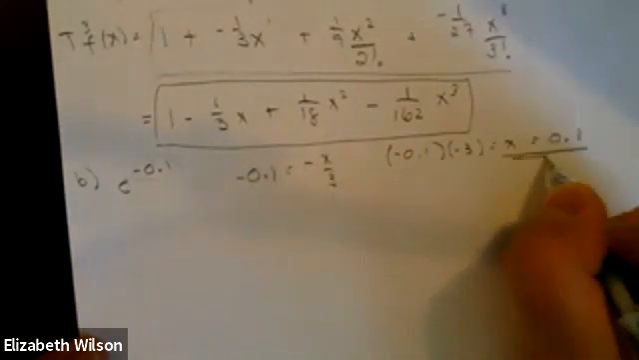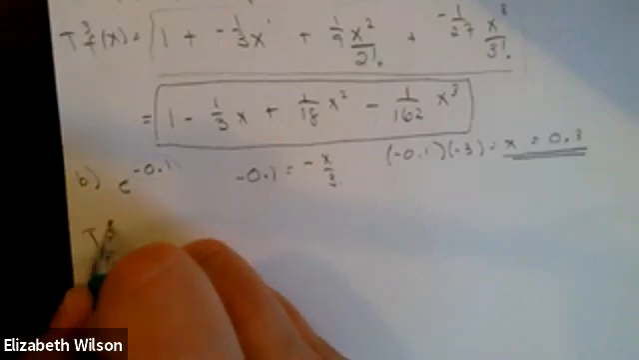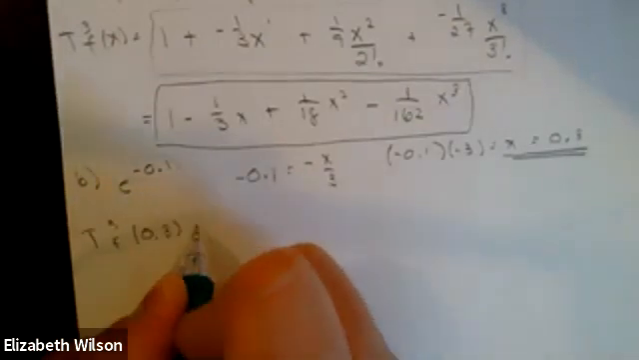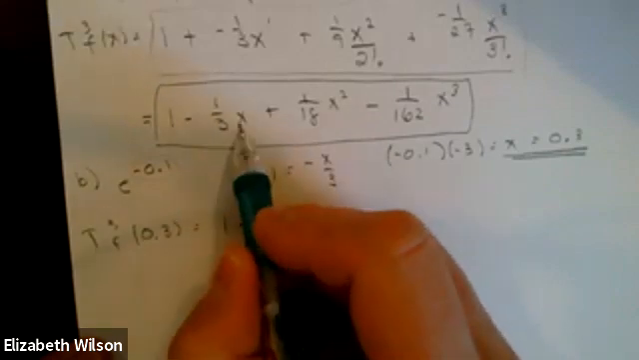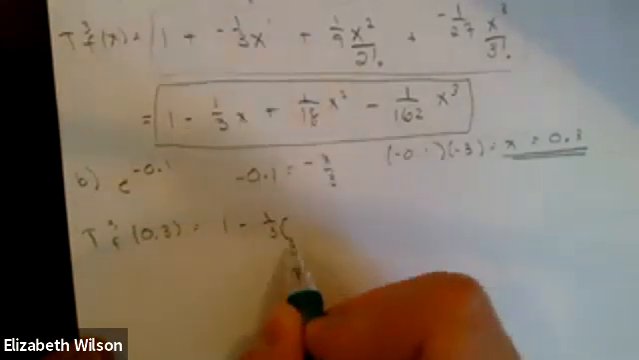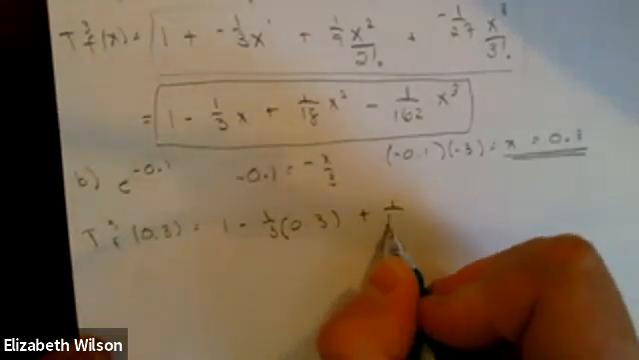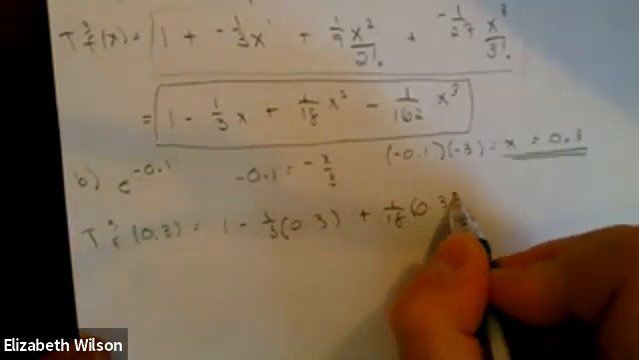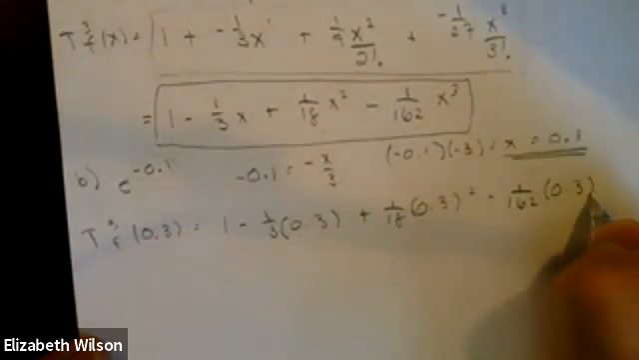So this is the value, x equals 0.3, that I'm going to plug into my equation right here. Okay, so I'm going to go ahead and do that. I'm going to look at 2/3 of x, this is 0.3. I'm going to go 1 minus 1/3. Everywhere I see an x in my answer for part A, I'm going to plug in x equals 0.3 plus 1 over 18, 0.3 squared minus 1 over 162, 0.3 cubed.